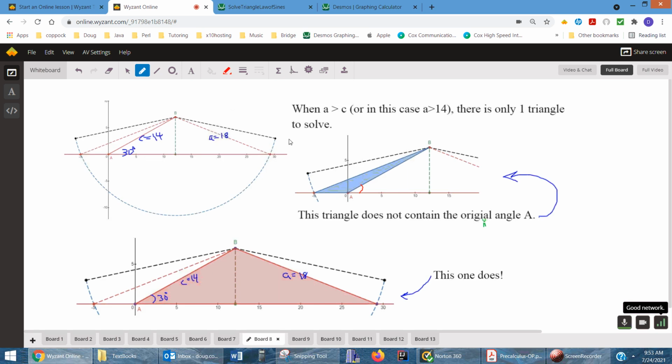When A is greater than C, so when A is greater than 14, it looks like that side A, if you picture it hinging around, will hit this line in 2 points, but it only hits this ray that forms angle A in 1 point. So this triangle, angle A is not part of the original triangle, so this triangle doesn't count. But this one does, because A is 30 and is part of that triangle. So there's only one triangle when A is greater than C.